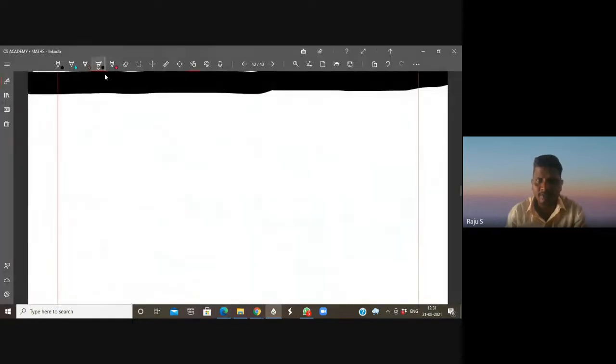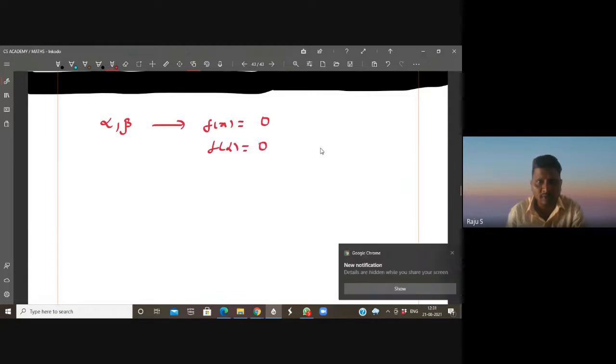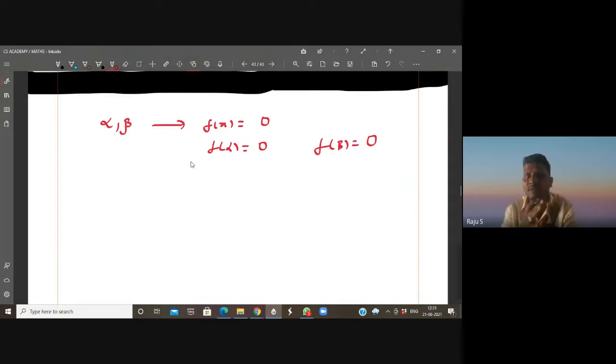See, once again, alpha comma beta are the roots of f of x is equal to 0. Shall I write here? f of alpha is equal to 0, f of beta is equal to 0. Because alpha comma beta are the roots, alpha and beta satisfy the equation.